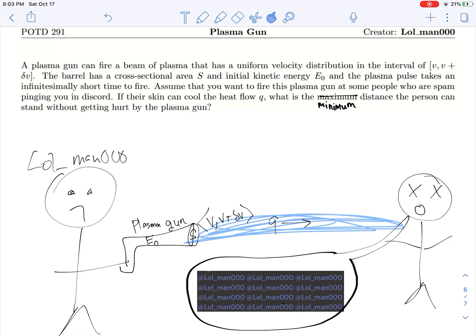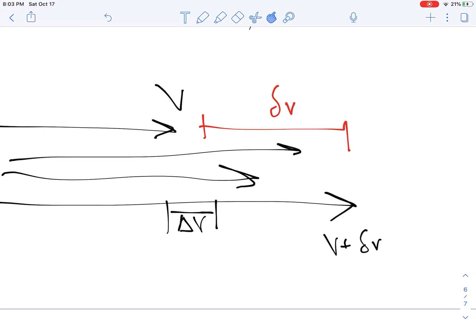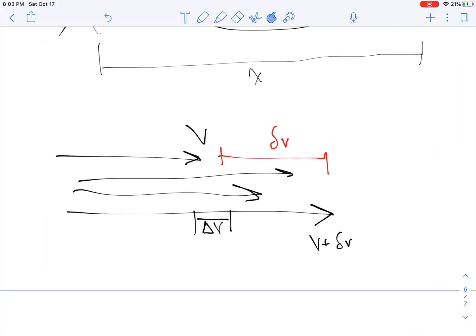So, a plasma gun can fire a beam of plasma that has a uniform velocity distribution in the interval of v and v plus delta v. The barrel has a cross-sectional area S and initial kinetic energy E sub 0, and the plasma pulse takes an infinitesimally short time to fire. So, let's step back. I said that it's moving in an interval of v and v plus delta v. And the particles, we're going to assume that they're moving in one direction, and you can see the velocity interval, and the difference between the minimum and the maximum is delta v.